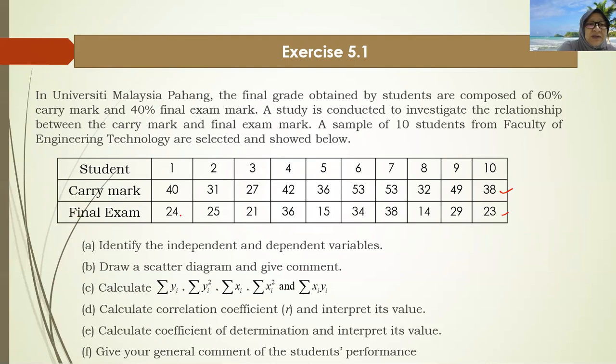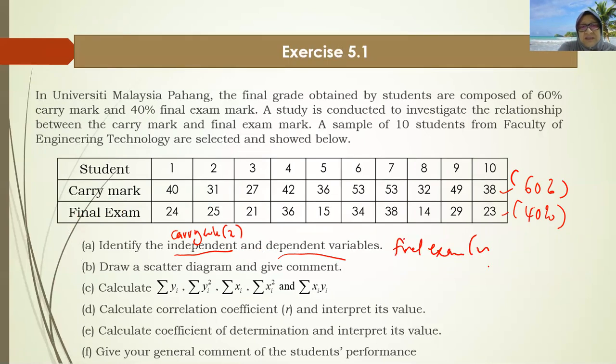Okay, so the final exam in this case is 40%, and the carry marks is 60%. The first question: identify the independent and dependent variable. The independent variable will be the carry marks, which is X in this case, and the dependent variable will be the final exam score, which is Y.